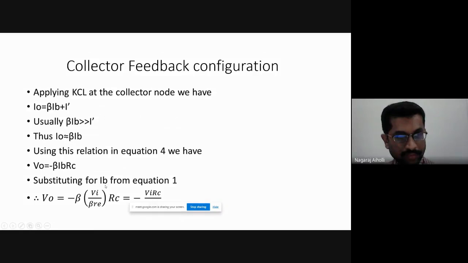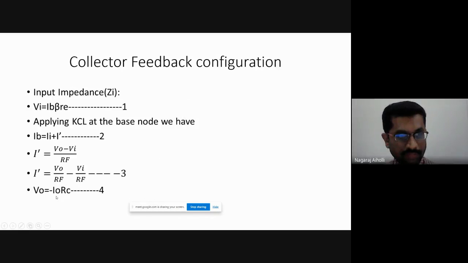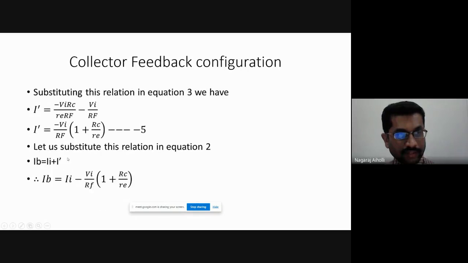Okay. V naught is equal to minus beta IB. From equation 1, IB is equal to VI by beta RE. So we get this equation for V naught. Once we get V naught, then we can substitute in I dash. Go on back substituting, go in the backward direction. I dash we get. Then substitute this in equation 2.